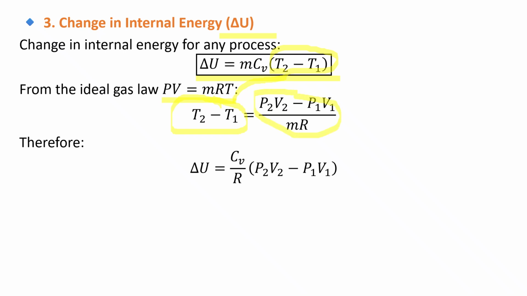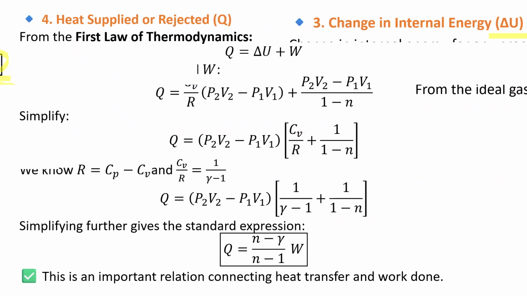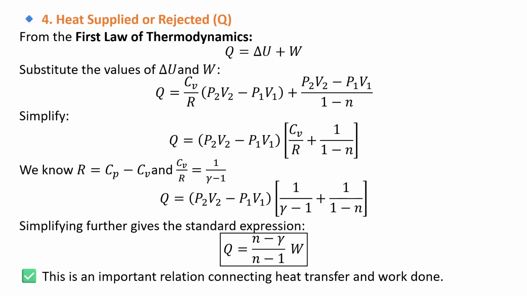So change in internal energy, that is equals to this M cancel, that is CV by R into P2V2 minus P1V1. What is available here? That is mentioned here. Okay. So this is an important relation connecting heat transfer and work done.